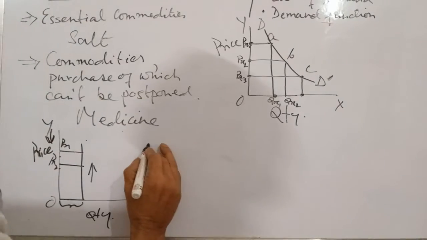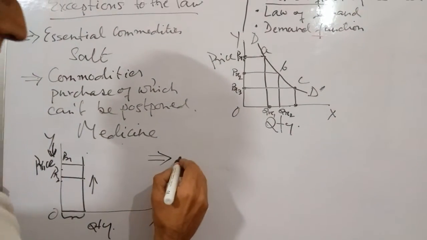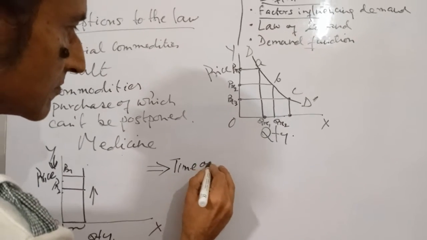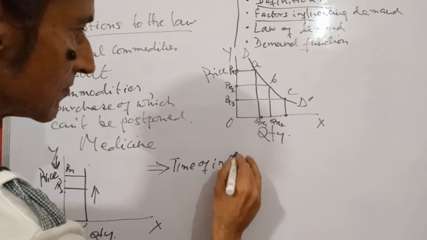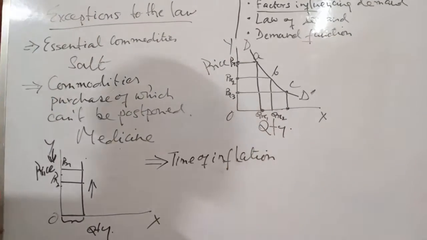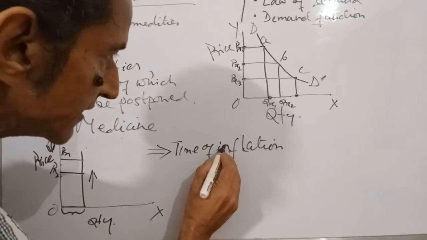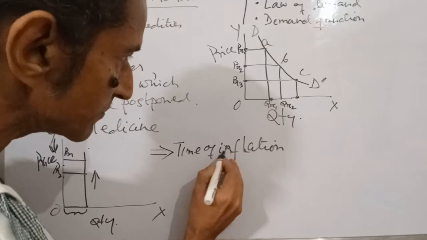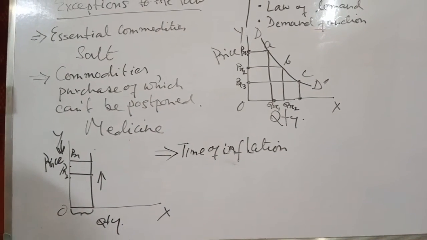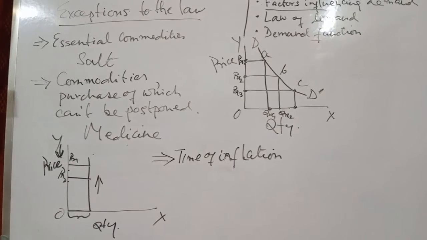Next, time of inflation. What is inflation? Inflation is continuous increase in price, not only increase in price, the increase must be continuous. So prices of commodities are continuously increasing.